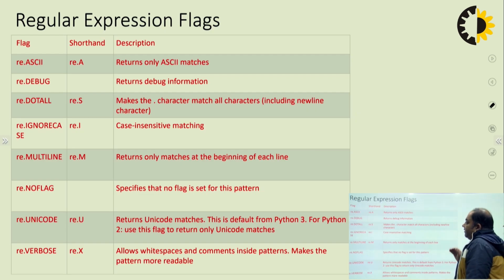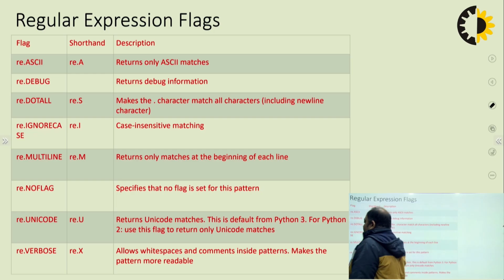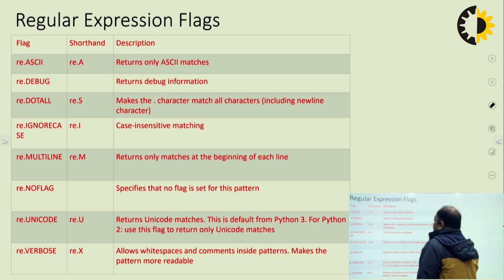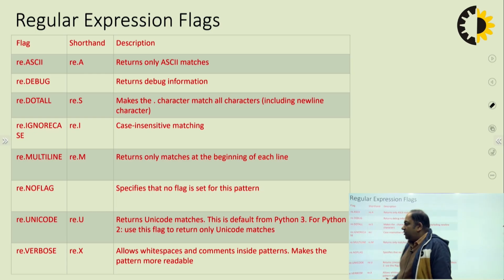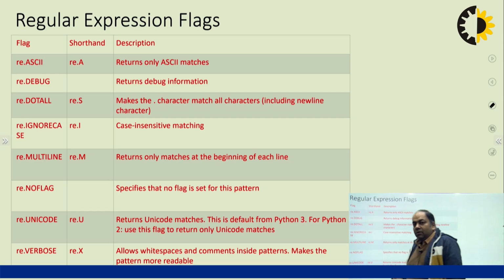Now what are the flags we use for representing our regular expression? For ASCII, the flag is re.ASCII. For using regular expressions in Python, first we import re. Re is a shorthand for regular expression. So re.ASCII, the shorthand is re.A. It returns only ASCII matches. re.DEBUG returns only debug information.